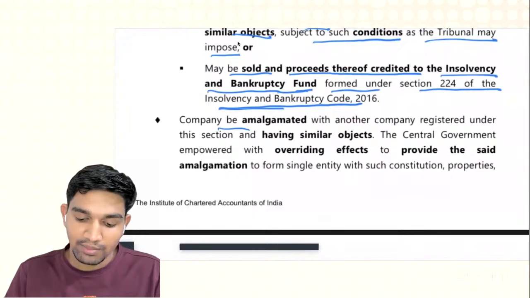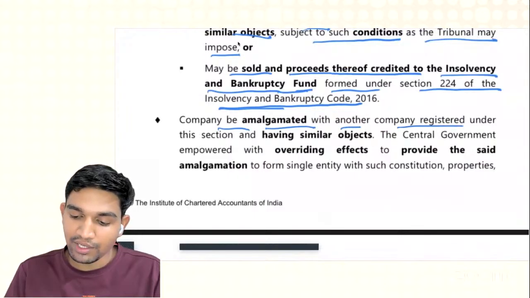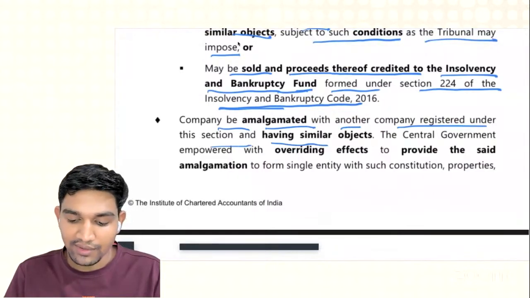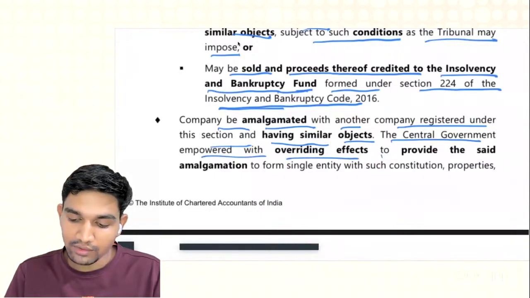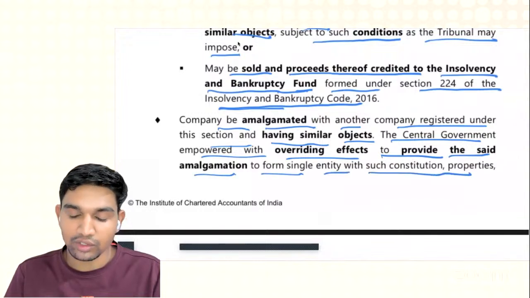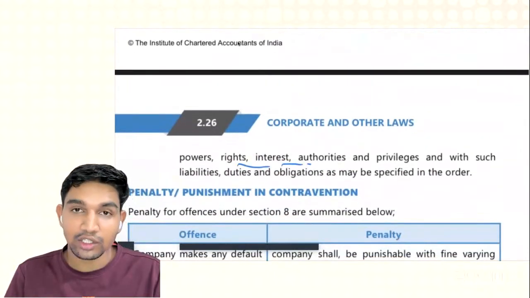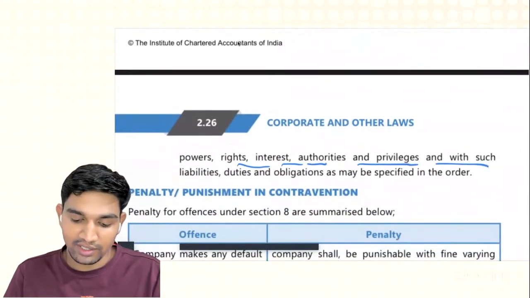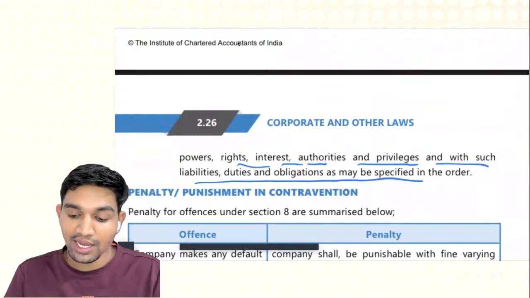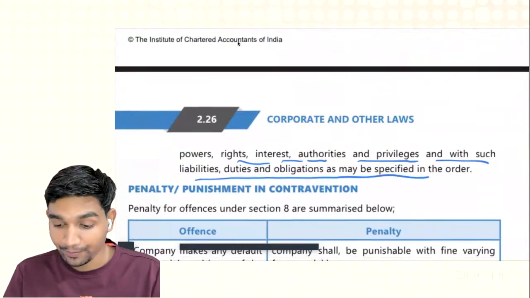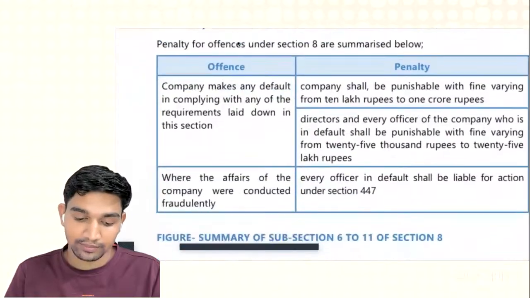The company may be amalgamated with another company registered under this section and having similar objects. The central government is empowered, with overriding effect, to provide for the said amalgamation to form a single entity with such constitution, properties, powers, rights, interests, authorities, and privileges, and with such liabilities, duties, and obligations as may be specified in the order.